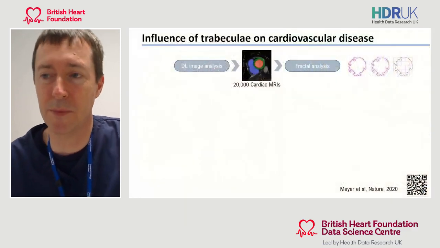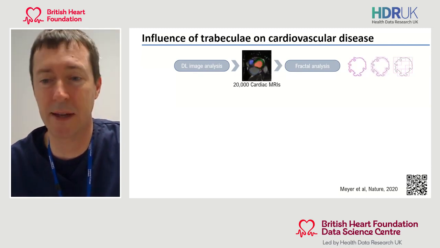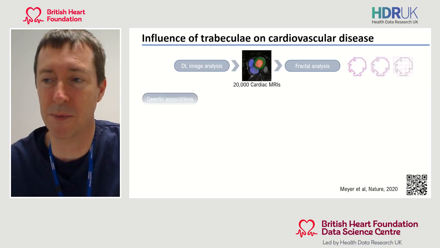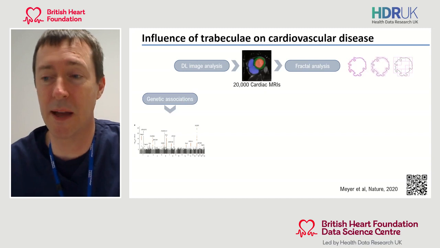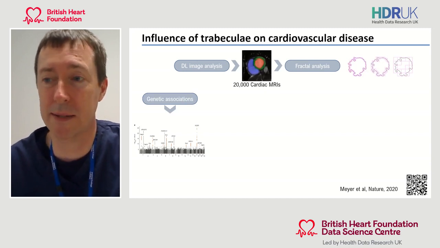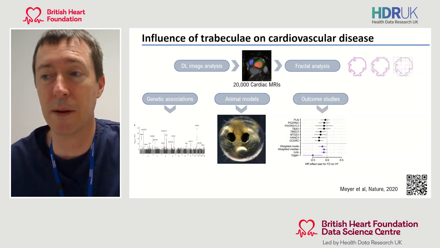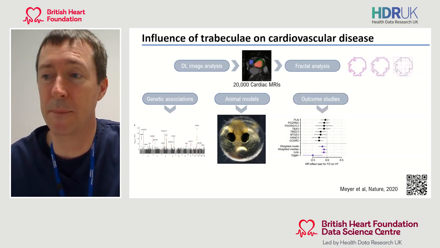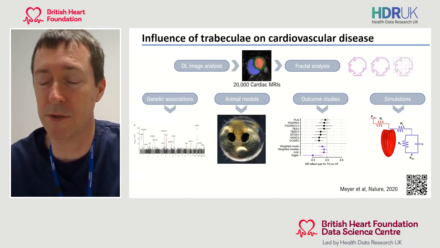So again, in UK Biobank, we used machine learning to analyse the hearts, this time of 20,000 people. We used fractal analysis to see how complex these trabecular patterns were. And then we could use that in a genetic association analysis, again, to see what common genes explain the difference in how trabeculated the heart is. We can also then use those discoveries in human populations to knock out those genes in animal models. We can look at outcome studies to see how important those genetic pathways are in predicting heart failure. And we can then move back from human populations to biophysical simulations, to again understand how important these structures are to heart function.